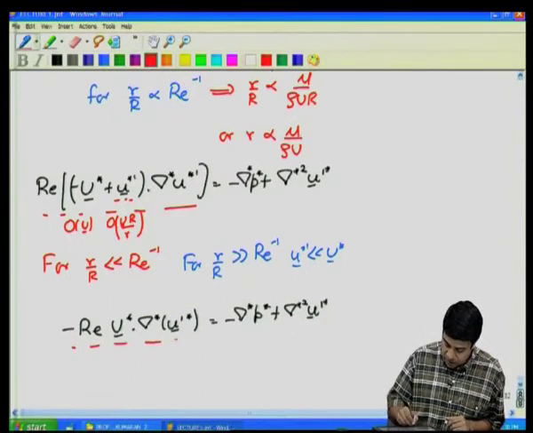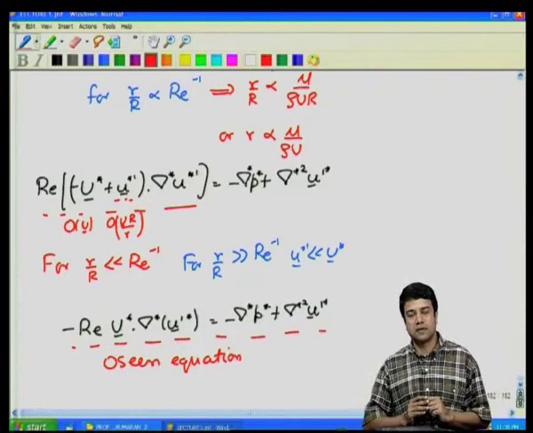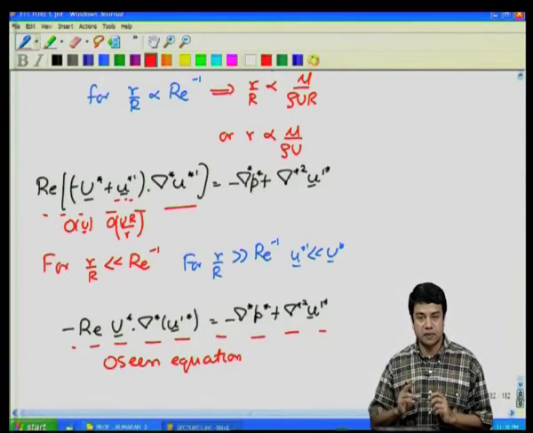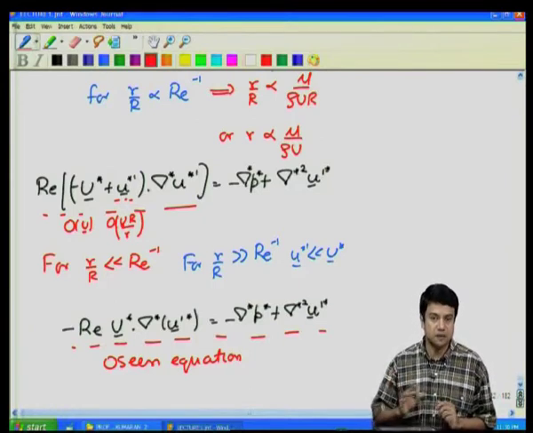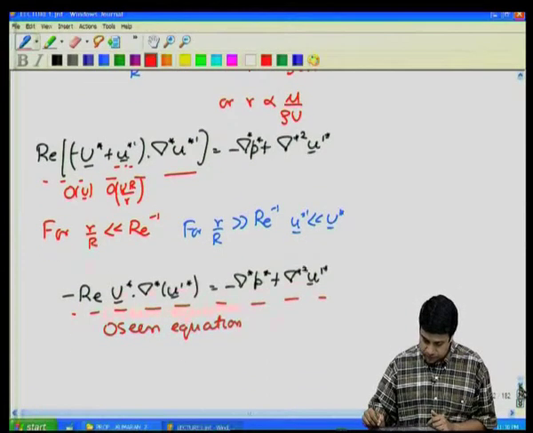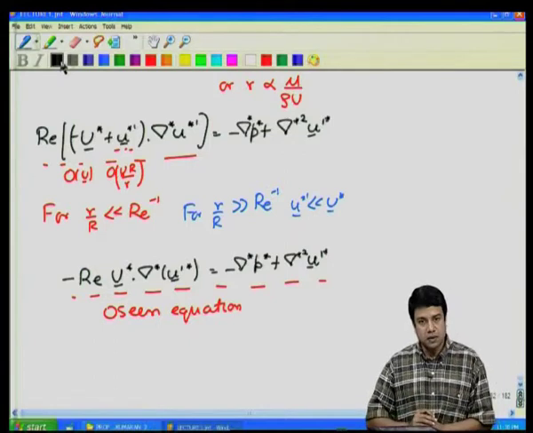It is called the Oseen equation. This includes the effect of inertia far away, while neglecting the velocity disturbance far away, because that is small compared to the steady velocity with which the entire fluid is moving. This equation can be solved. The solution procedure is rather complicated.